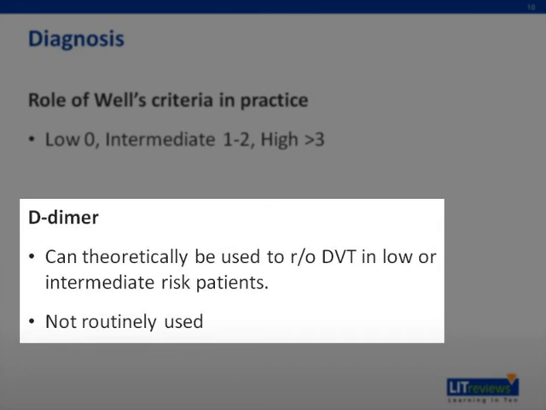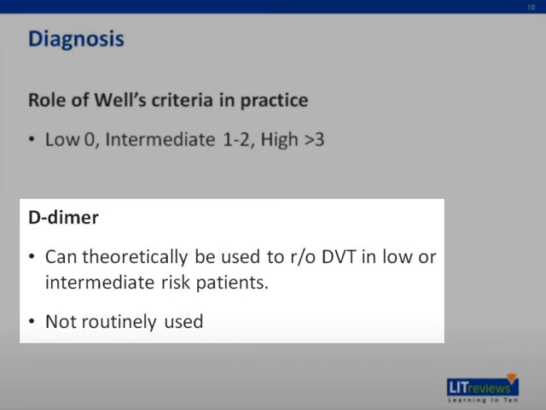intermediate risk patients. In clinical practice, the Wells score and D-dimer are rarely used. However, the Wells score codifies the risk factors and clinical presentations formally to help us risk stratify patients in our mind. One scenario where a D-dimer may be used is in a community emergency department that does not have ultrasound availability at night.